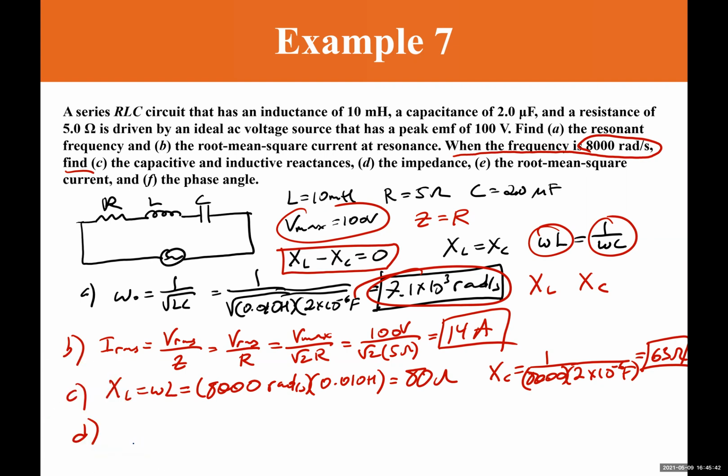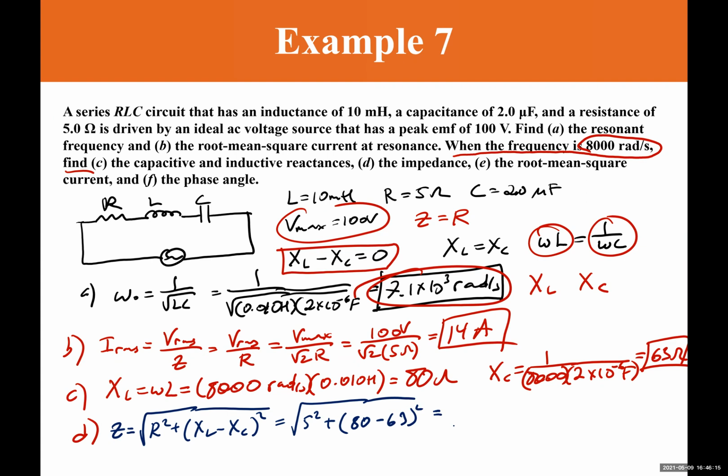The next one is part D. Let's see what it's asking. Part D says impedance. For impedance, again, I can use Z, assuming a frequency of 8,000 radians per second. So this is equal to the square root of R squared plus (X sub L minus X sub C) squared. That means this is the square root of 5 squared plus (80 minus 63) squared. If I plug in and calculate, we should get 18 ohms. This is basically the total resistance in the circuit due to all those three things together.